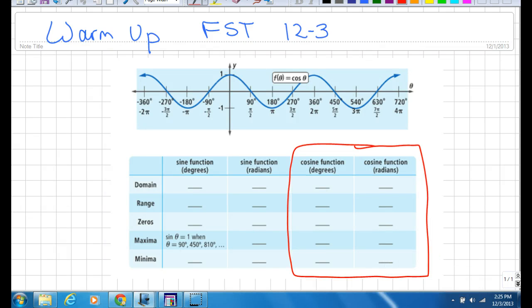Okay, so on your warm-up, you guys, let's look at the cosine side of the function first, and then we're going to do some notes, and we'll come back to the sine. But on this, it says the domain, and domain is all the possible x values. So what are the possible x values in degrees? It's infinite, right? So it's really all real numbers.